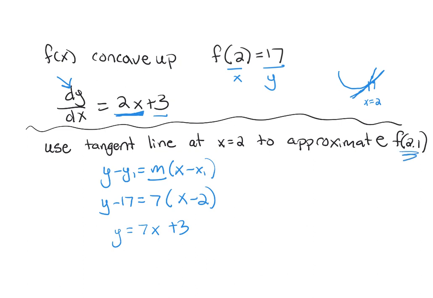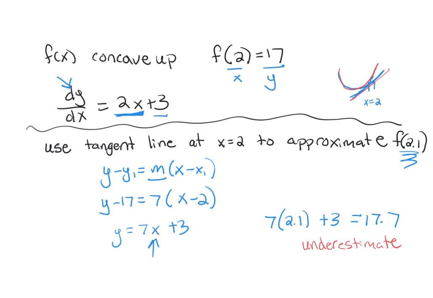Okay, so now we're going to approximate f of 2.1 by using our tangent line. Let's plug in 2.1 here. 7 times 2.1 plus 3 is 17.7. And because the function is concave up, it is an underestimate.